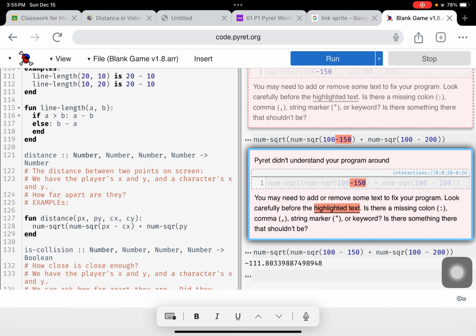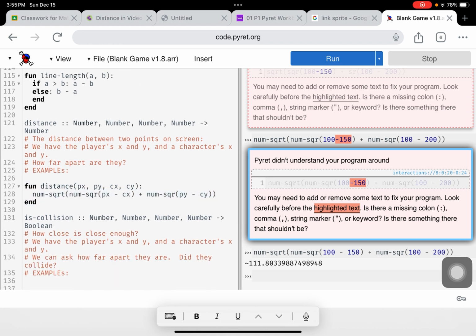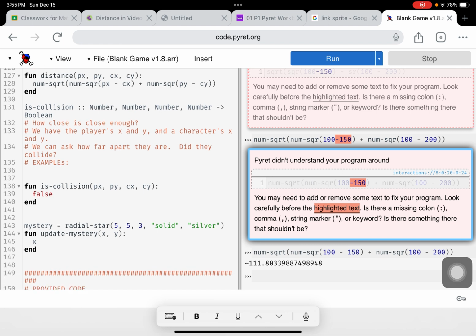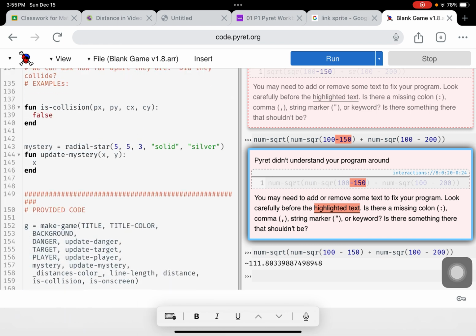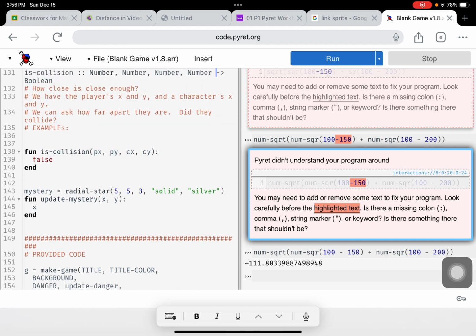Okay, make sure you're subtracting the y's. You put the y's together and the x's together. So this will do the difference in the x's and the difference in the y's and then square it. And then we'll do is-collision in the next video.